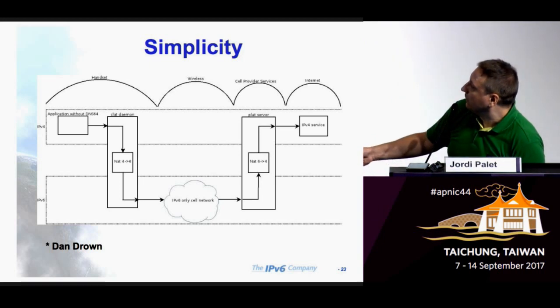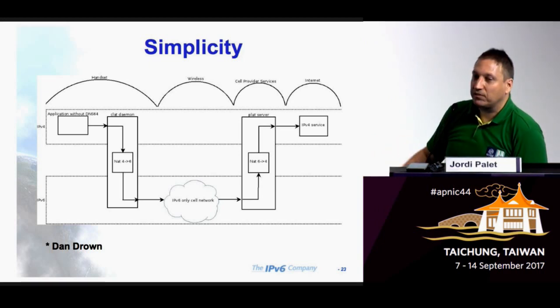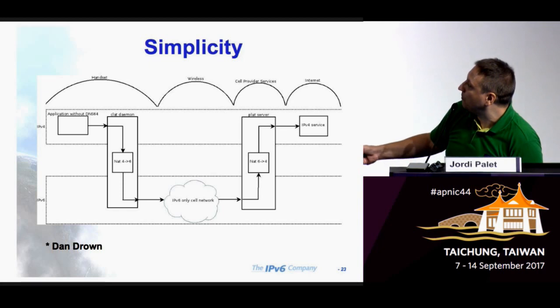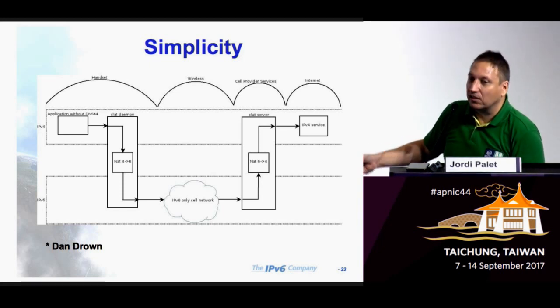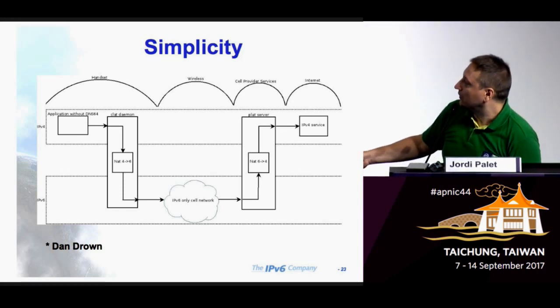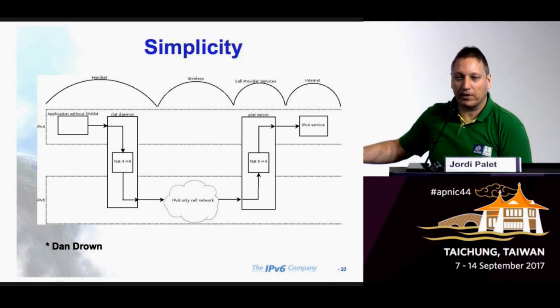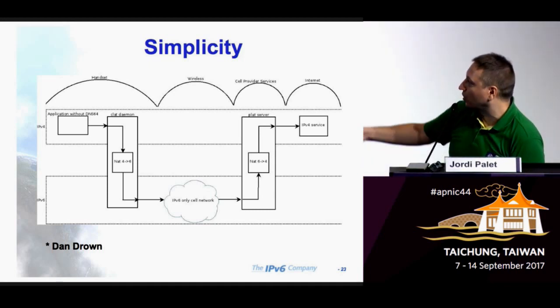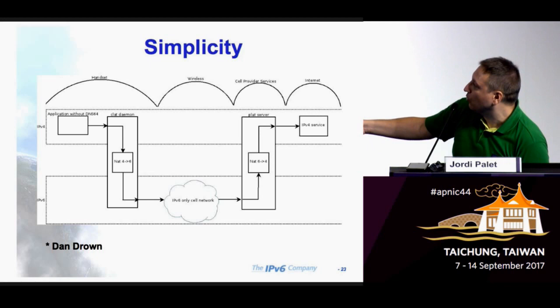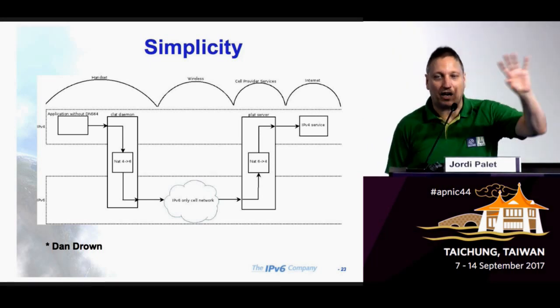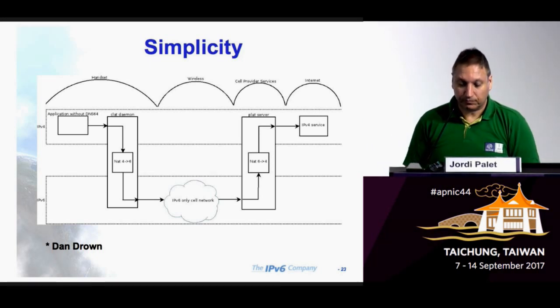Then we have the wireless network, which is IPv6 only, and then we have the provider service in the cellular network as well that has the PLAT, okay? The conversion again from 4 to 6, sorry, from 6 to 4. And of course, at the internet, we have this IPv4 only service.